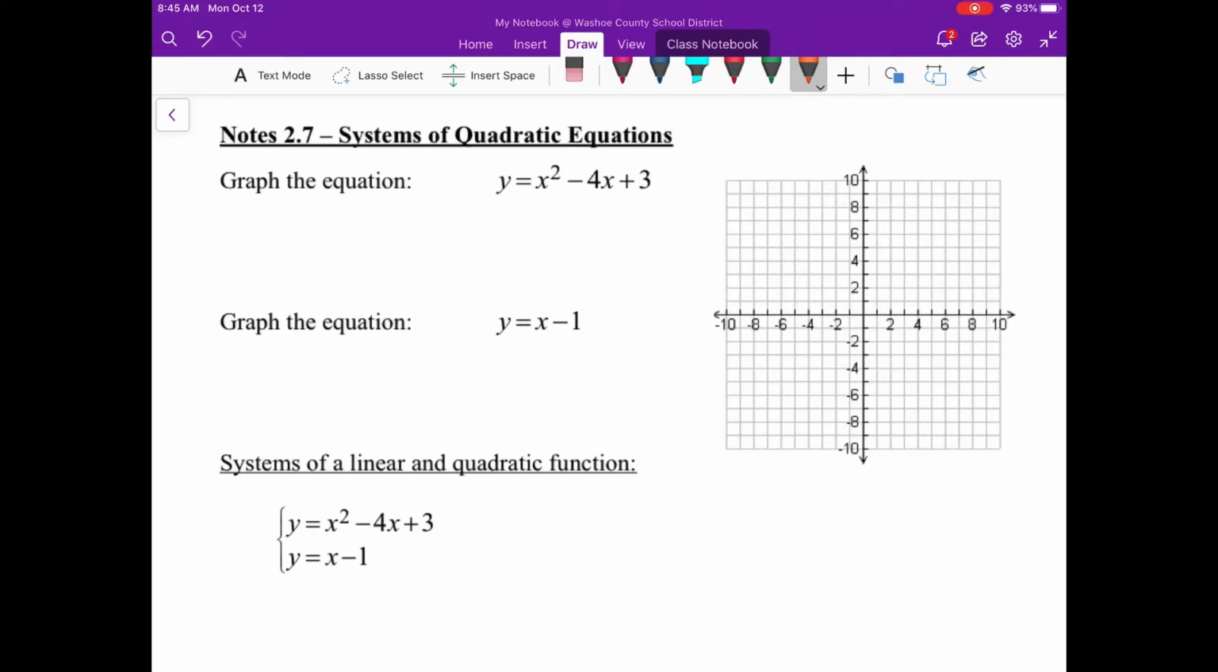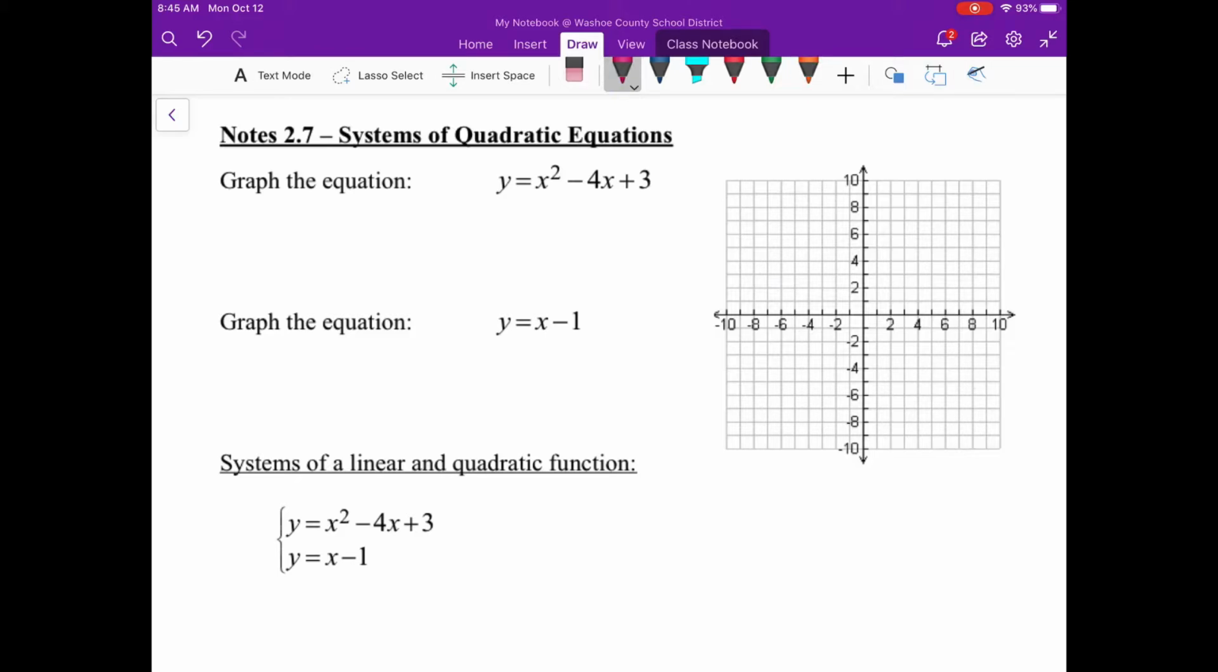All right, the last section for this chapter is going to be 2.7, which is systems of quadratic equations. So this is going to be similar to the last time that we did systems. We're going to keep in mind using dashed lines, solid lines, and the shading as well. At this time, we're also going to include some quadratic equations.